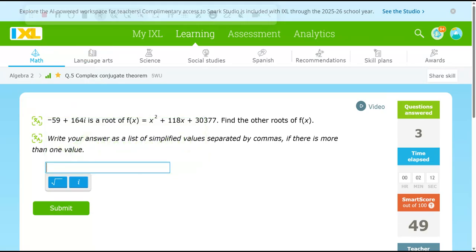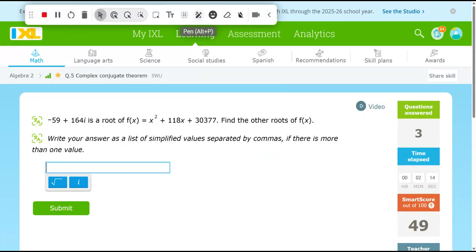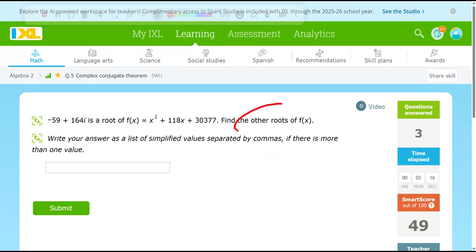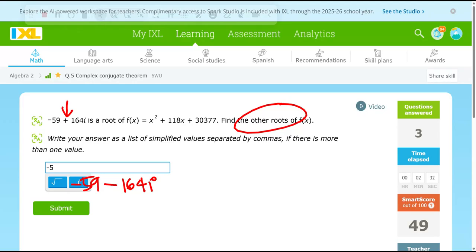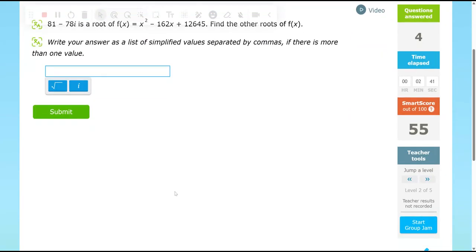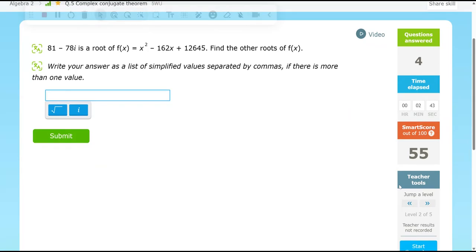Okay, one more time, same thing here. You want to find the other root. This is the plus side already. So negative 59, the other side should be negative, and then 164i. Negative 59 subtract 164i. Submit, voila. Okay, so now let's go to the next level.